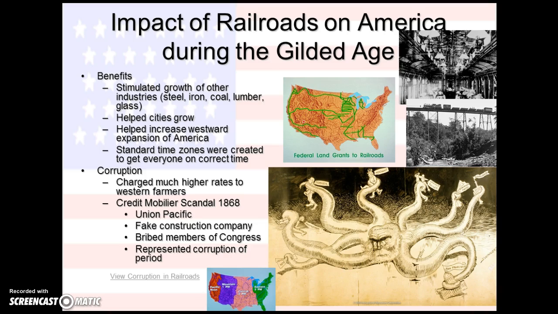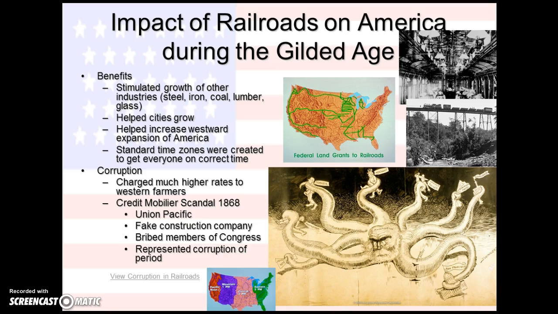So before we actually got started with this unit, in 8th grade you should have covered the Oregon Trail, and so how people would travel by wagon over to the west. Now it's going to be easier because they can travel on the railroad. And standard time zones were created to get everyone on correct time. What is the problem here? Actually, before I go on, I want to point out this picture down here. It shows you the different time zones. We have Eastern, Central, Mountain, and Pacific time.